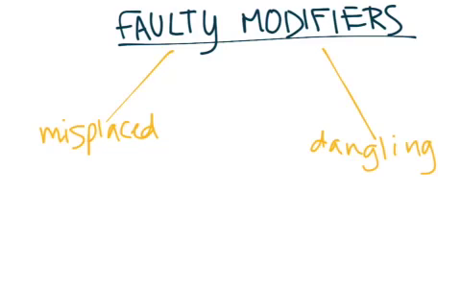A misplaced modifier is a modifier, which could be a word, phrase, or clause, that seems to modify the wrong word group in a sentence. Rule number 1, avoid using misplaced modifiers. To correct a misplaced modifier, place the modifier as close as possible to the word or words it is intended to modify. This might seem like a bunch of mumbo-jumbo, so let's take an example.